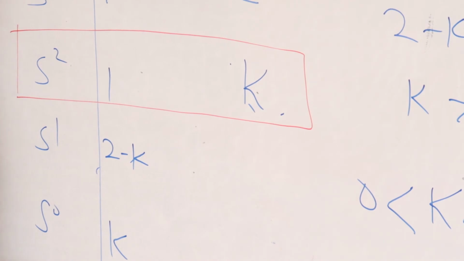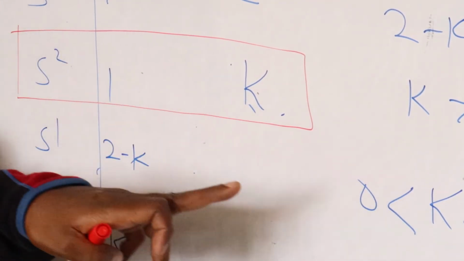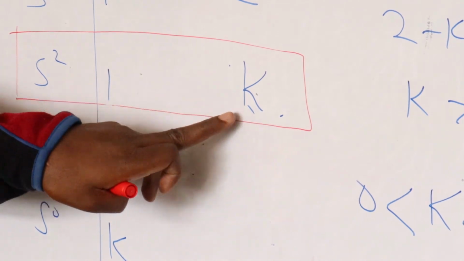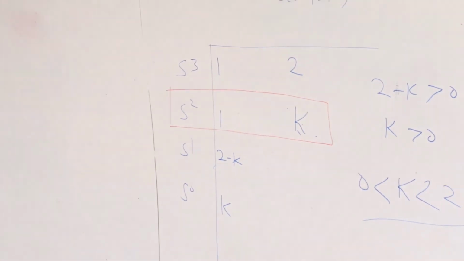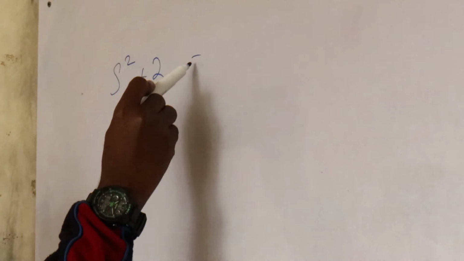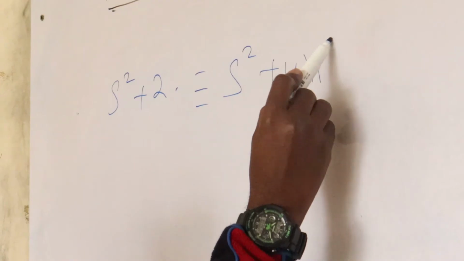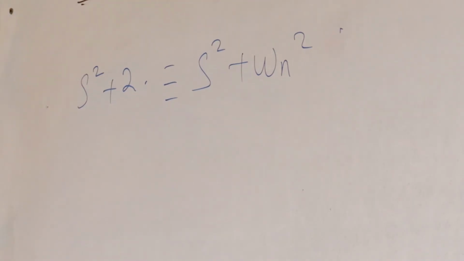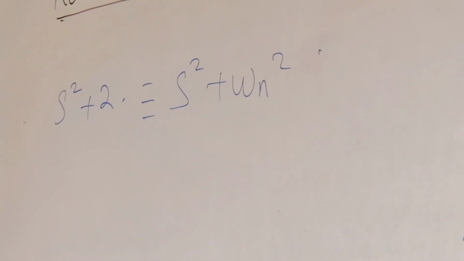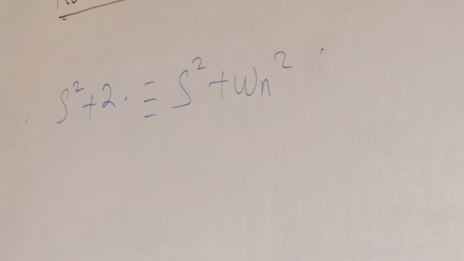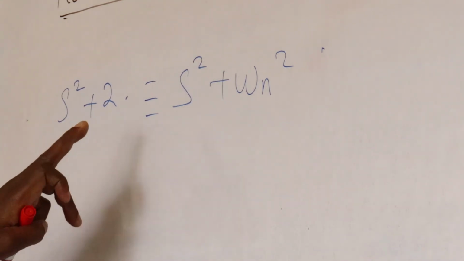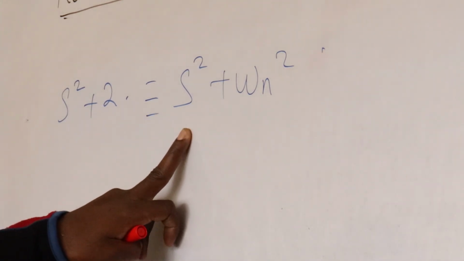the highest value of K is 2. Then if we write the whole of this equation, it is going to be S squared plus 2. And then we are supposed to compare it with the equation S squared plus omega n squared. You must ensure that the coefficients of S squared are the same.